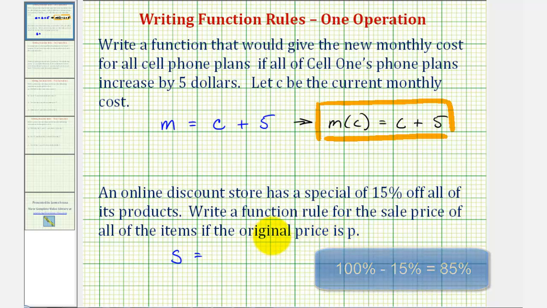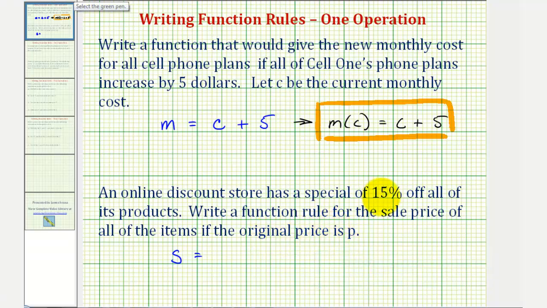So to find 85% of P, we would convert 85% to a decimal and multiply. So the sale price S would be equal to 0.85 times P. But again, using function notation, S is a function of P, and therefore we would write S of P is equal to 0.85 P, where P, the original price, is the input, and S of P, the output, is the sale price.